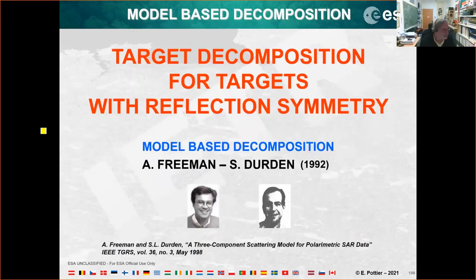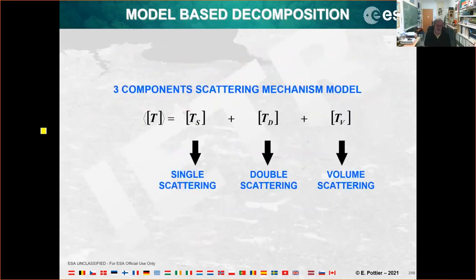We are going to start with the decomposition proposed by Freeman and Durden. As I said, this is a model. They consider that in each pixel there exist three contributions: one contribution coming from a single bounce scattering mechanism, then a double bounce scattering mechanism, and then a volume scattering mechanism. So by definition, in each pixel, I have this model.